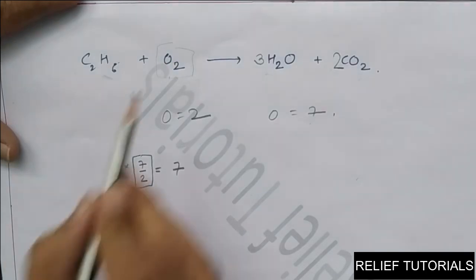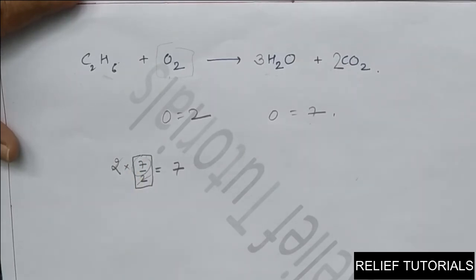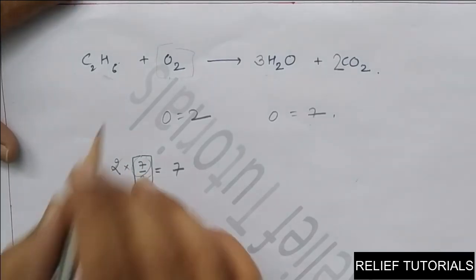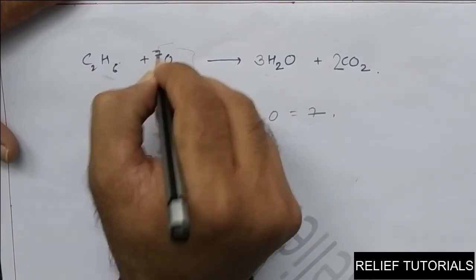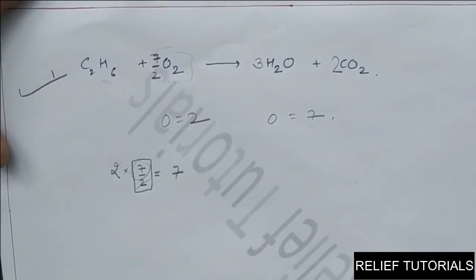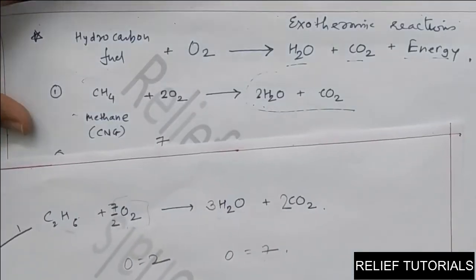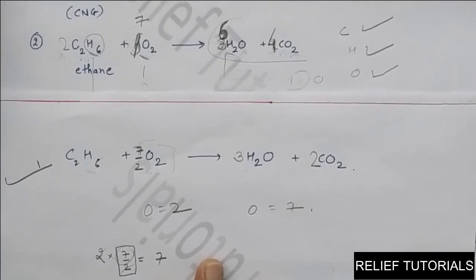So if you multiply this number by 7 by 2, the 2 will be cancelled, and the answer will be 7. So we can easily make the equation balanced just by writing here 7 by 2, and the equation is balanced. Previously we had to do a lot to balance this. Let's compare these two.